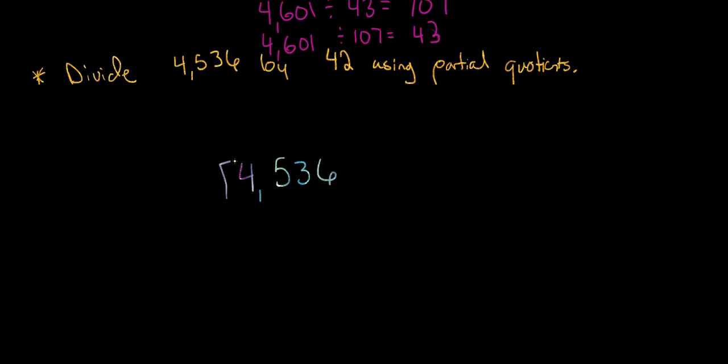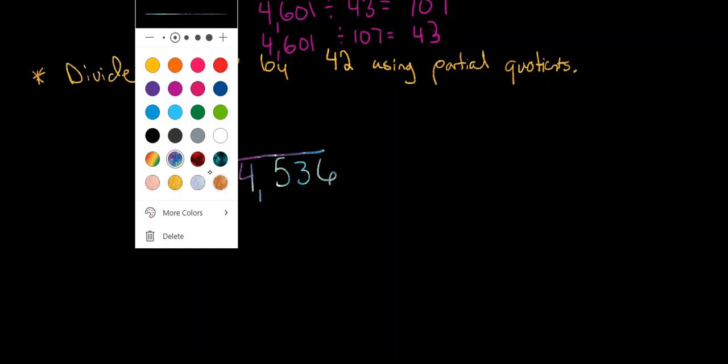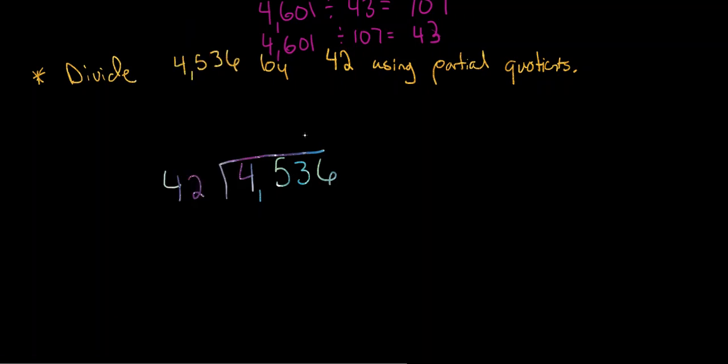4,536 divided by 42. All right, so the first thing I want to work on is 42, and I'm going to do an estimate. Remember, guys, we started in class. How many groups of 42 fit in 4,536? And I can write that question right here.